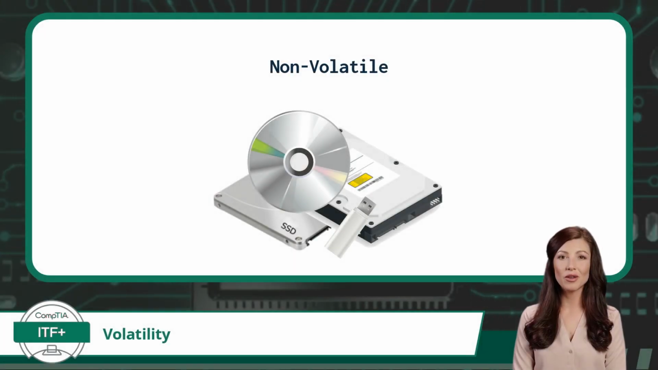Non-volatile storage, on the other hand, refers to a type of storage that retains data even when power is lost or the system is turned off. Examples of non-volatile storage include hard disk drives, solid-state drives, optical disks, and flash drives. This is your more permanent storage option.